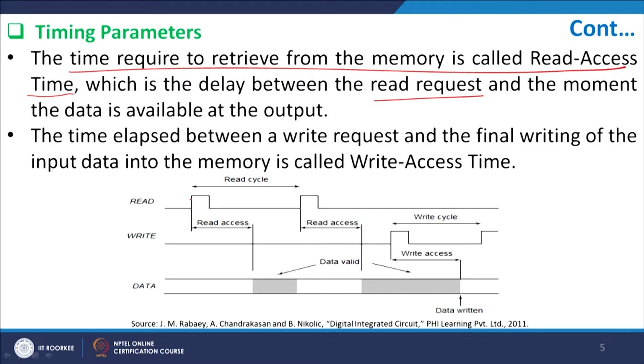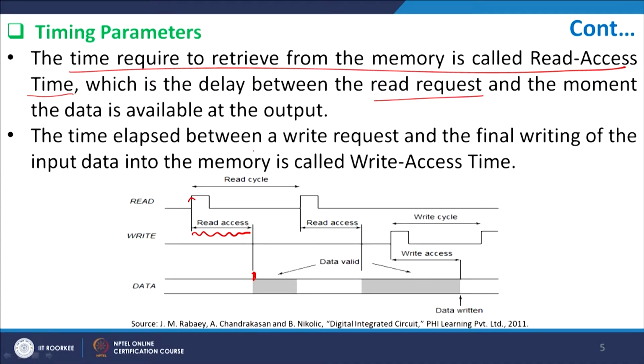So, if you see, these are the read signals. When the read signal goes high, it means you have sent a signal to read the data from the memory core, and the data is valid only at this particular point, where the data has actually appeared at the output. So, in the time domain this is basically my read access time, right.